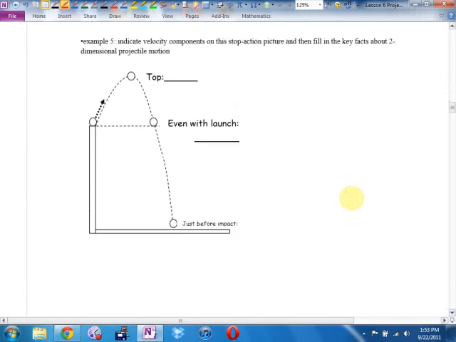When you're launching from a cliff, it gets a bit trickier. And that's going to be the toughest question we're going to do in this unit: launching from a cliff at an angle. It says indicate velocity components in the stop action picture and then fill in the key facts. At the top, what do I know? Cody, I know that Vy is zero.